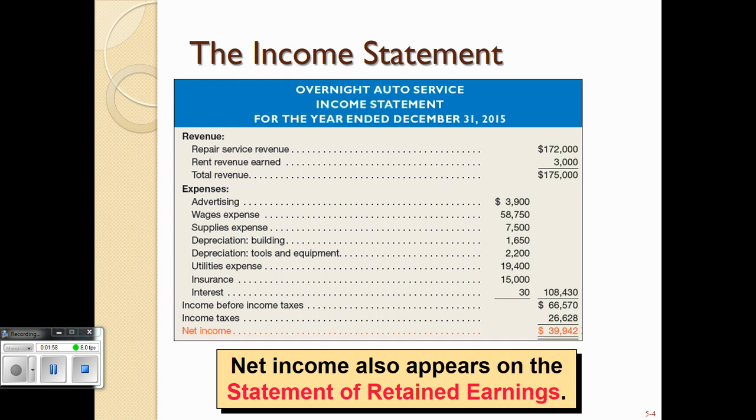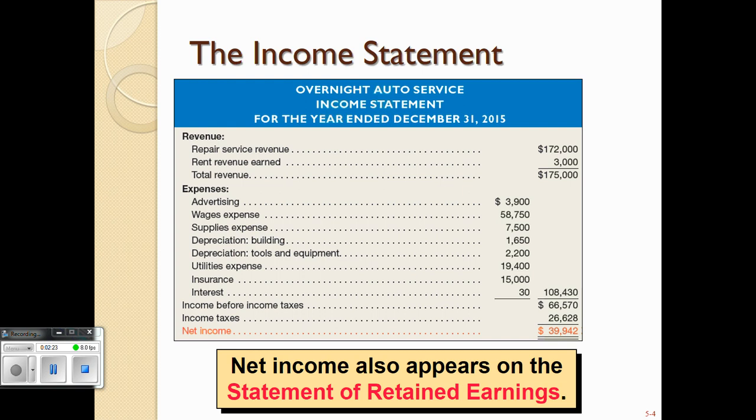The reason why it must be completed first is I need that net income number of $39,942 in this case, because that is then going to go onto my statement of retained earnings. So the first thing to do is to complete the income statement. A couple of quick notes. Wherever you see a single line, that's where they're running some subtotals. And once again, at the very bottom, you'll see that there are double lines, meaning that is the end.